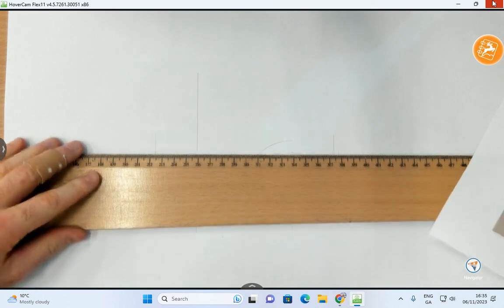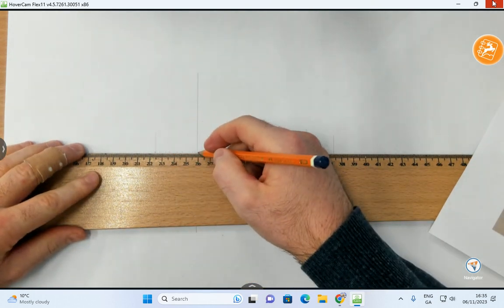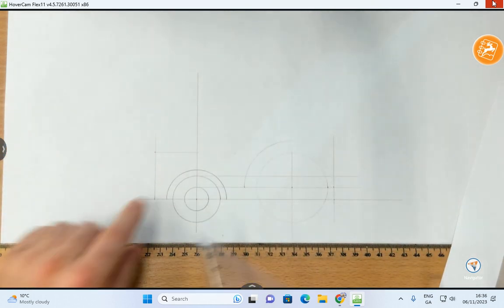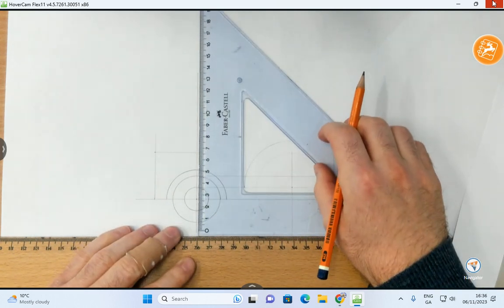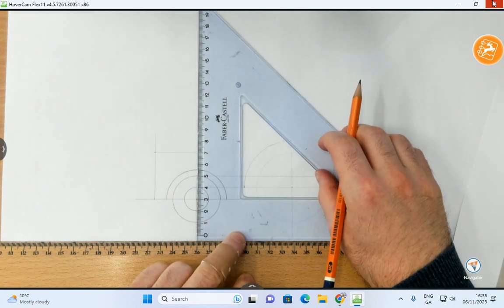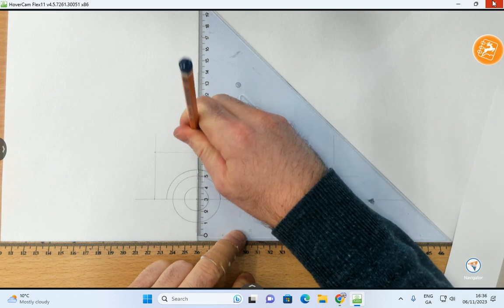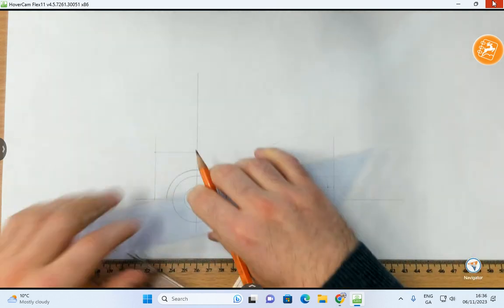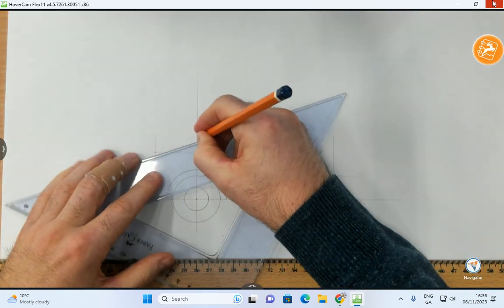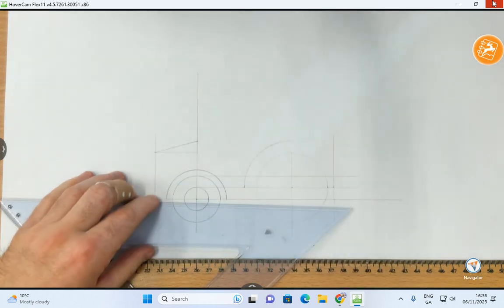And then what I'll do is I'll actually do a line in like that, and then I'm going to measure up 10. Look, really easy. 7 up to 8 is 10 millimeters. There's that mark there. Connect it down like that.